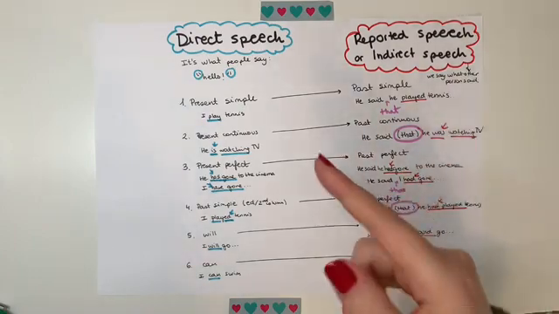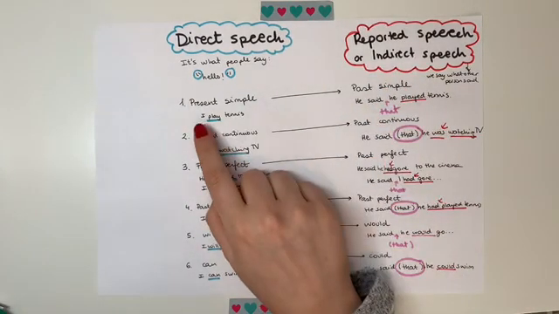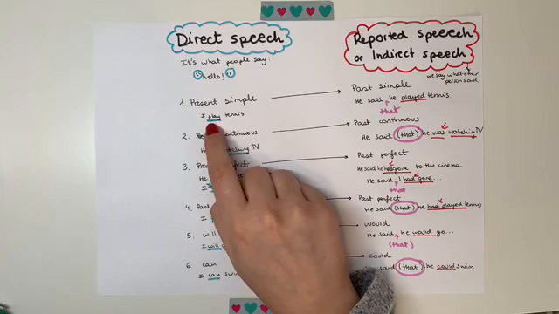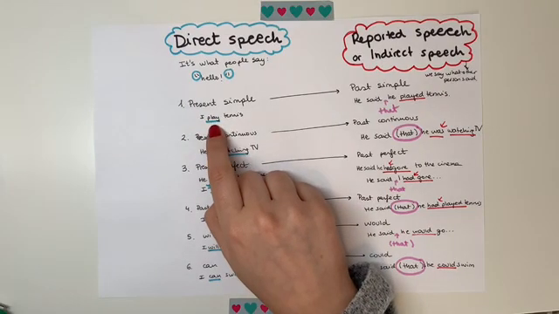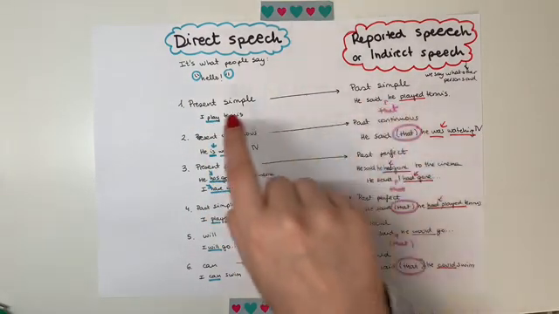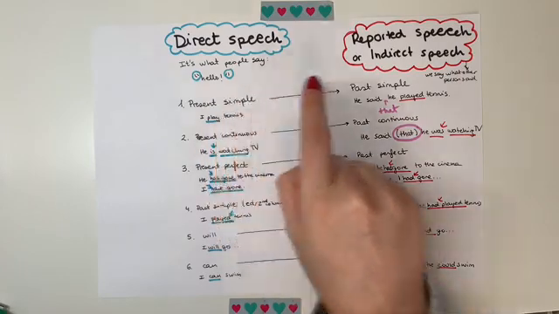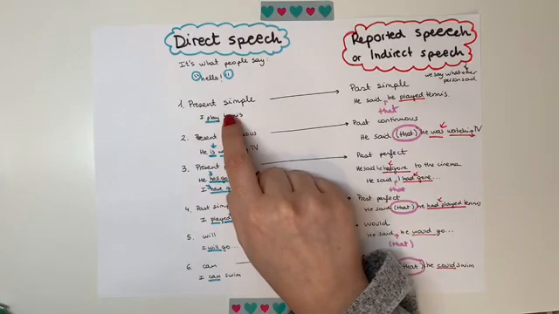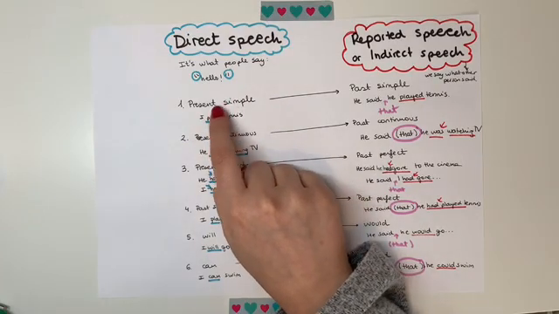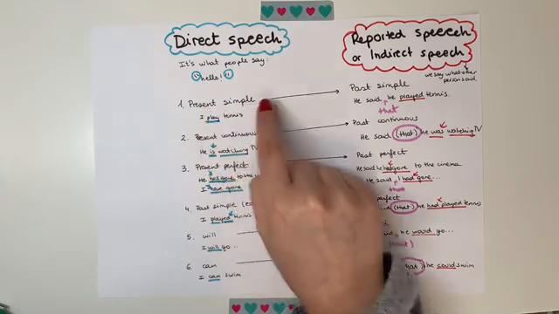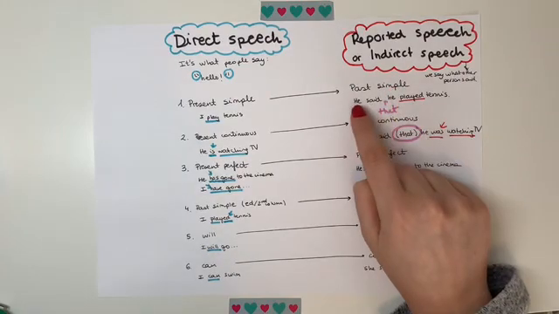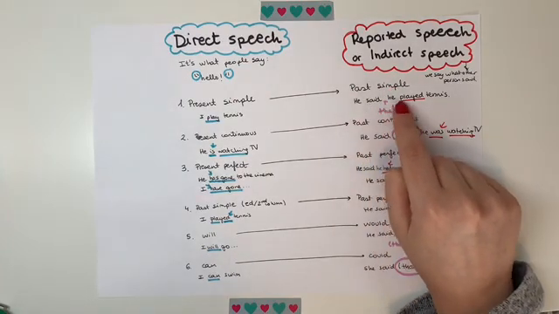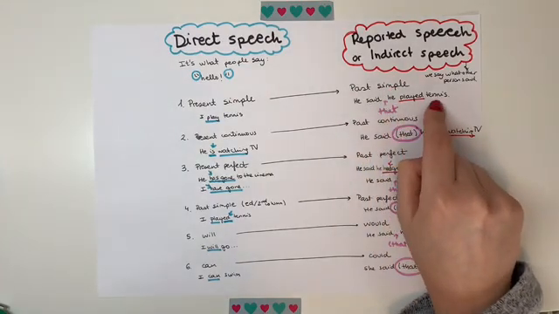Okay, so imagine my friend says, I play tennis. Play is in present simple. So I will change the verb in present simple into past simple. You always have to make it one tense past. So the past of the present simple is the past simple. Past simple. He said he played tennis.